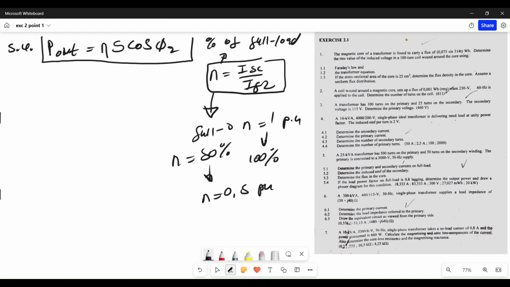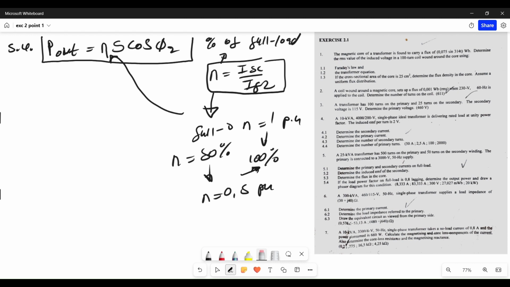So that's why I call it the percentage of full load, because it tells you whether your transformer is operating under total capacity, or under half capacity, or under quarter capacity. Okay, so it's the percentage of full load. This is the N that I'm talking about. So one must always keep that in mind.